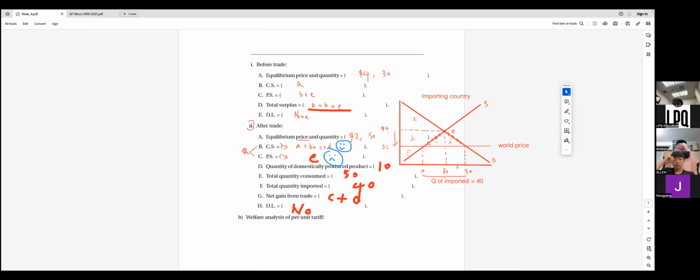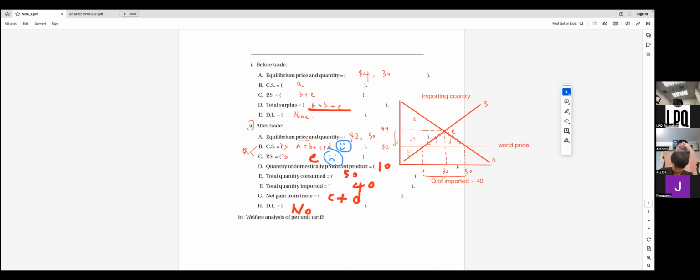Okay, so how to solve this problem? Under the Trump administration, do you guys remember the slogan of Trump? Trump's slogan is what? He said, "Make America great again," right? Make America great again.